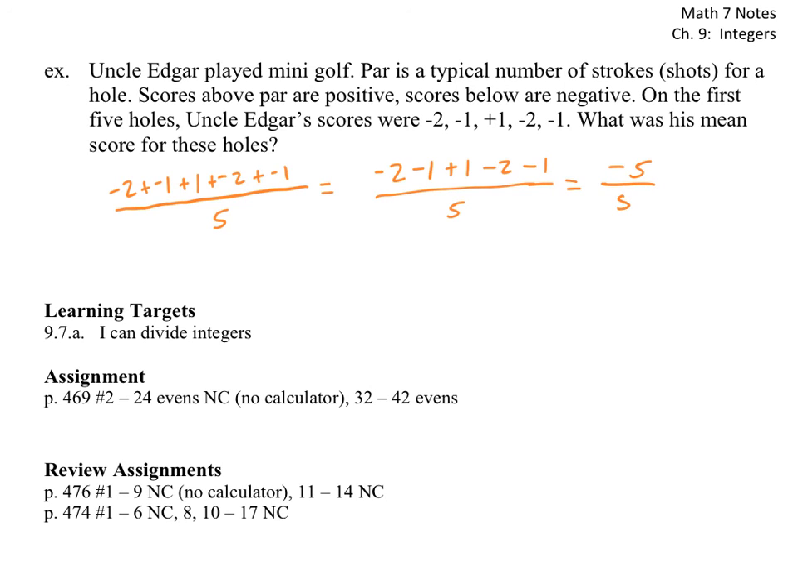So to figure out his average, we take and divide that by 5. And, well, division. 1 negative is going to make it a negative in our answer. 5 divided by 5 is 1. That's it. So average is -1.